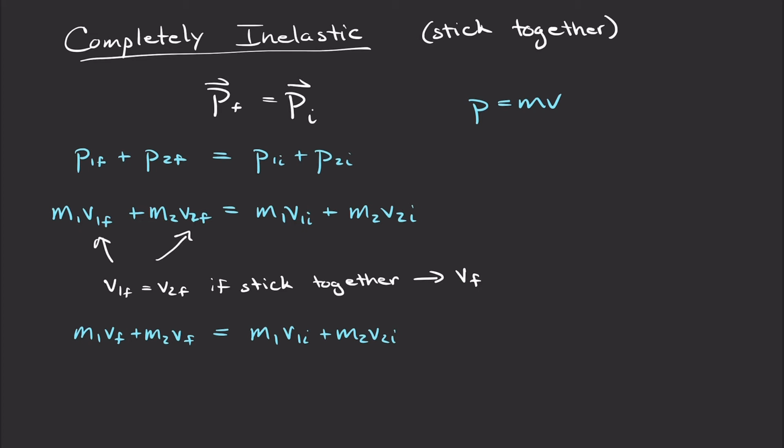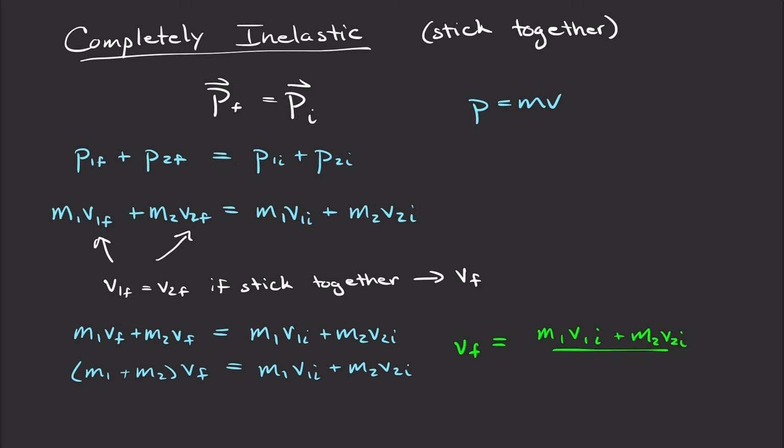And so now we can factor out this final velocity. And we have a slightly simpler expression. So if we want to solve for our final velocity of objects in a completely inelastic collision, we can just divide by this sum of the masses, and we get M1 V1 initial plus M2 V2 initial all over the total mass M1 plus M2. Okay, so this is a way to simplify, because you don't have two final velocities, you only have one to worry about since they stick together.